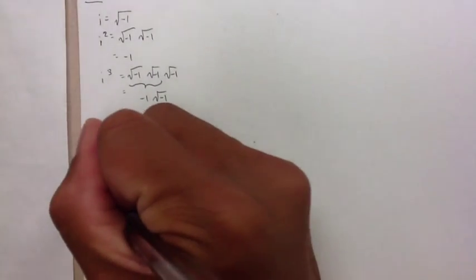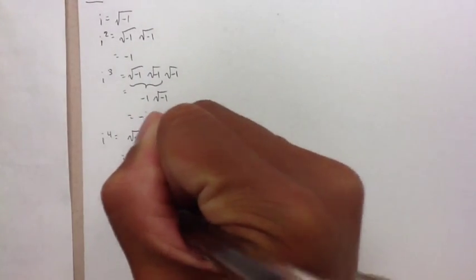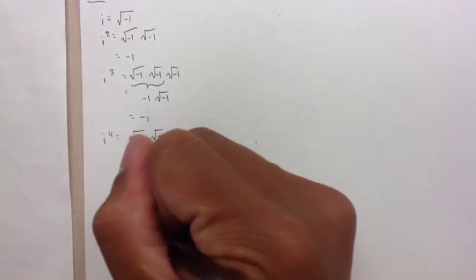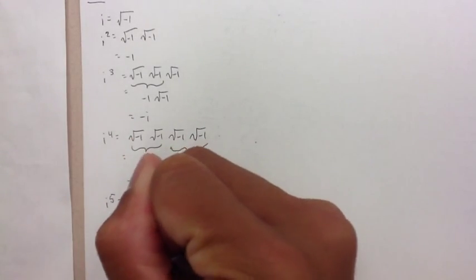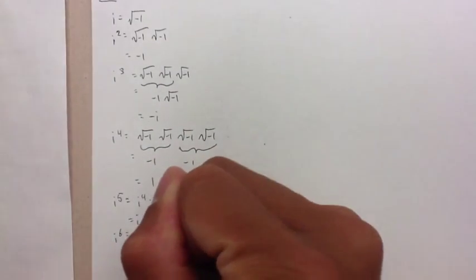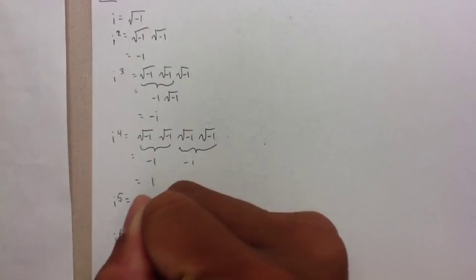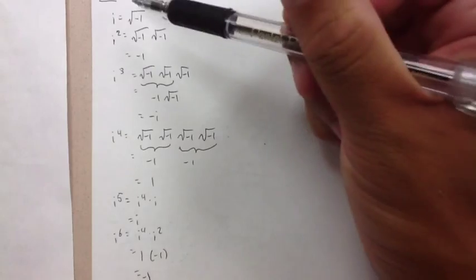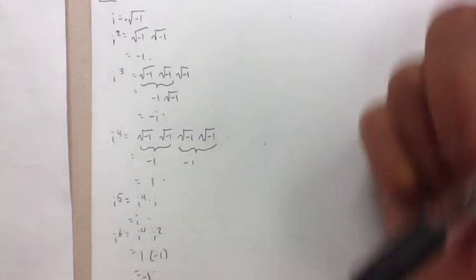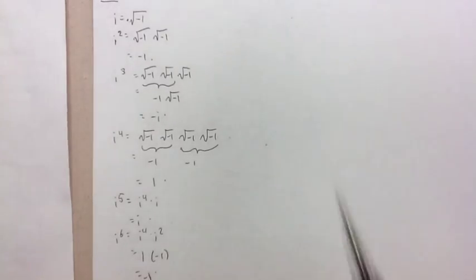If you go all the way to i to the 5th, you know that's the same thing as i to the 4th times i. i is just square root of -1. i to the 4th is just 1, so i to the 5th is just i. i to the 6th is i to the 4th times i squared. i to the 4th is, again, 1. i squared is -1, so you have -1. You just need to see this pattern, that you always have i, -1, negative i, 1. i, -1, negative i, 1, and so on.